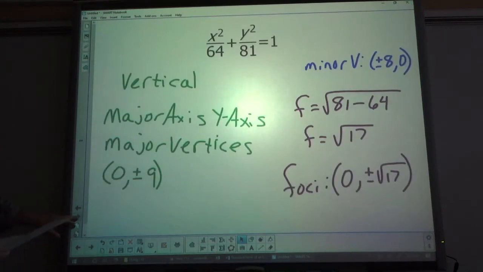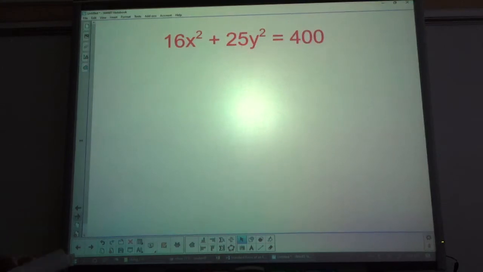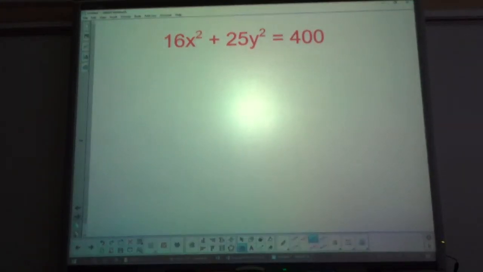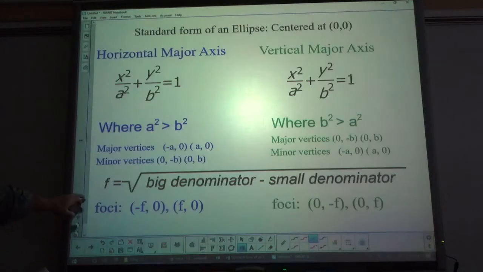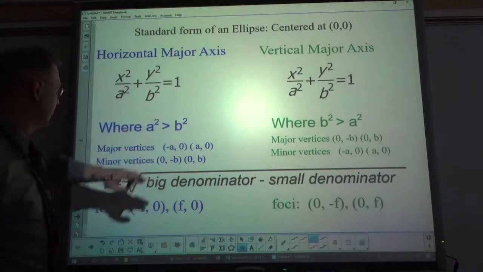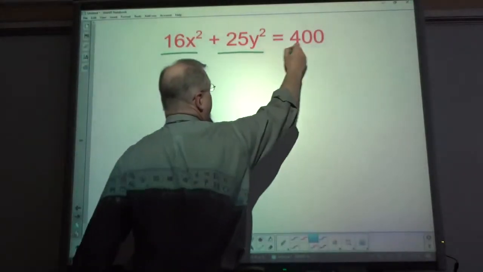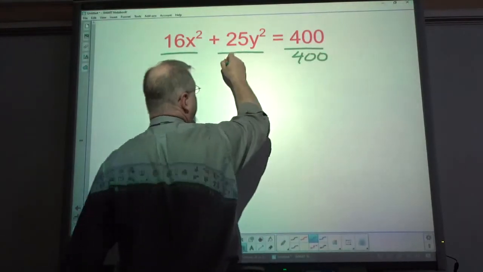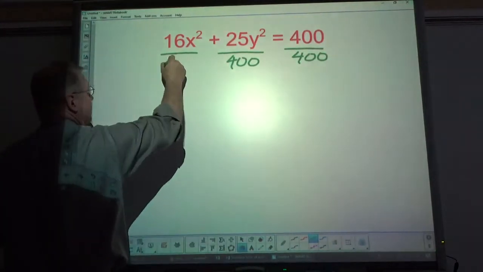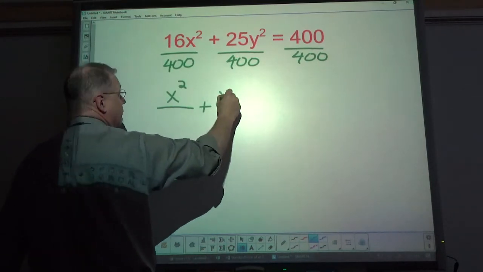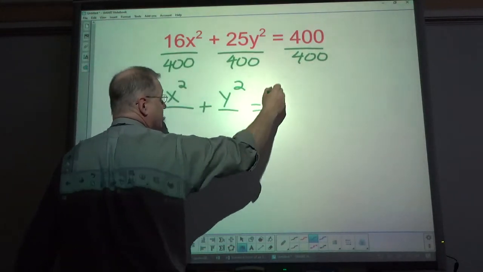So there is all the information that we'll be asking. Here's another example, different form. If I start with this one, that's not the form I want. Remember, the form you want has to be equal to 1. So I'm going to divide everything by 400, and that gives me x squared over plus y squared over equals 1.